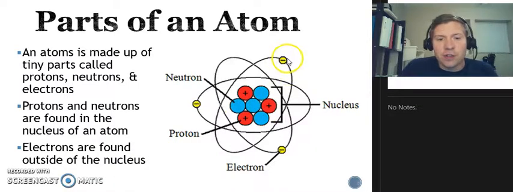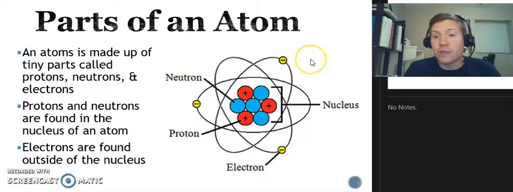Electrons, conversely, are found outside the nucleus, and they go around the nucleus. They don't actually go in these nice elliptical or spherical orbits. However, they do go around the nucleus.